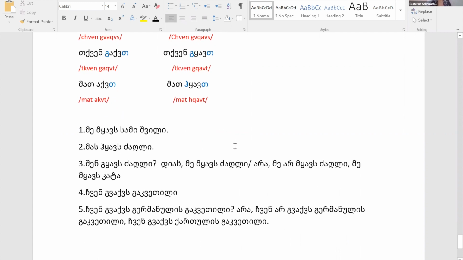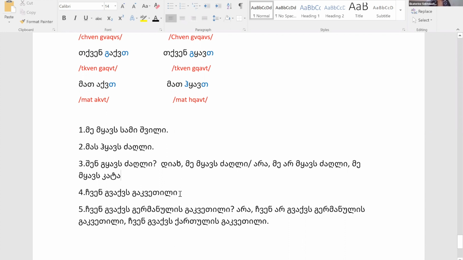Me mghaus samishvili. I have 3 children. Mas ghaus zagli. He has a dog. Shen ghaus zagli. Do you have a dog? Diach, me mghaus zagli. Or ara, me ar mghaus zagli. Me mghaus gata. No, I don't have a dog. I have a cat.